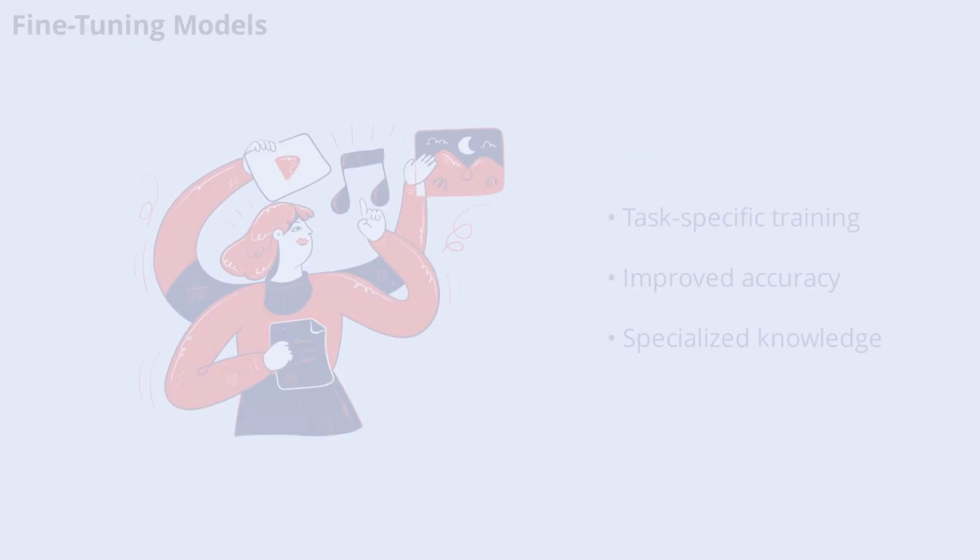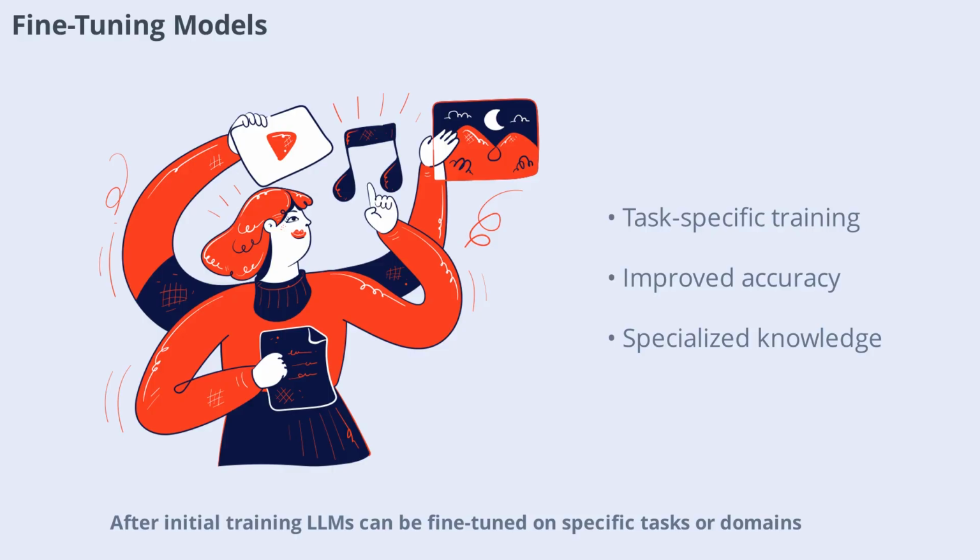After initial training, LLMs can be fine-tuned on specific tasks or domains. For example, a model might be fine-tuned to answer medical questions or write legal documents. Fine-tuning adjusts the embeddings and model weights, making the LLM more specialized and accurate for particular applications.